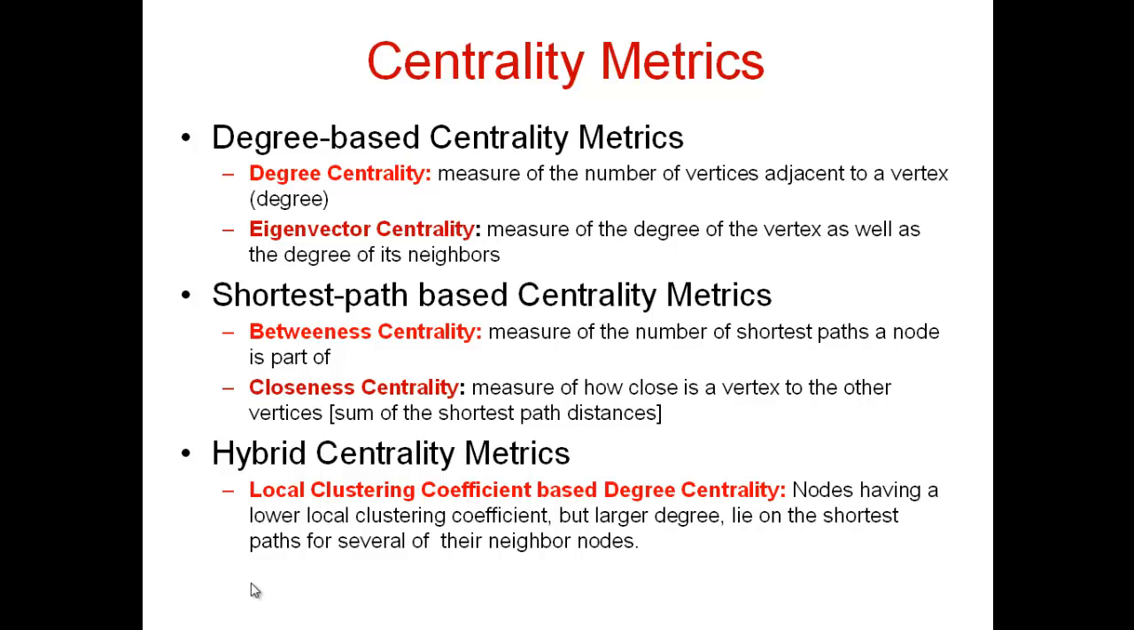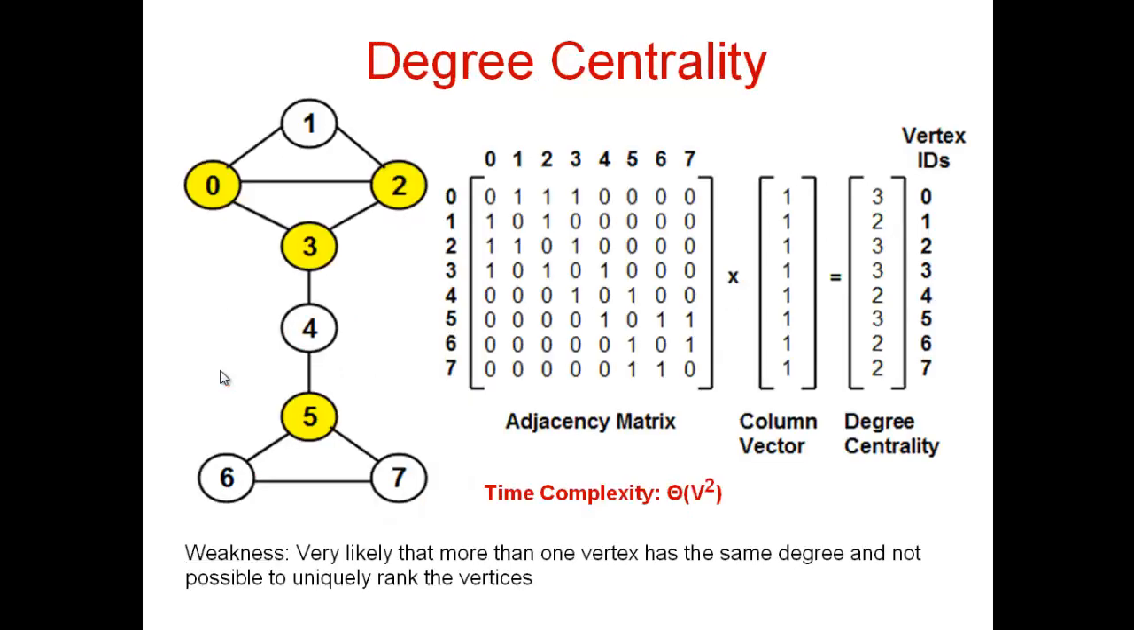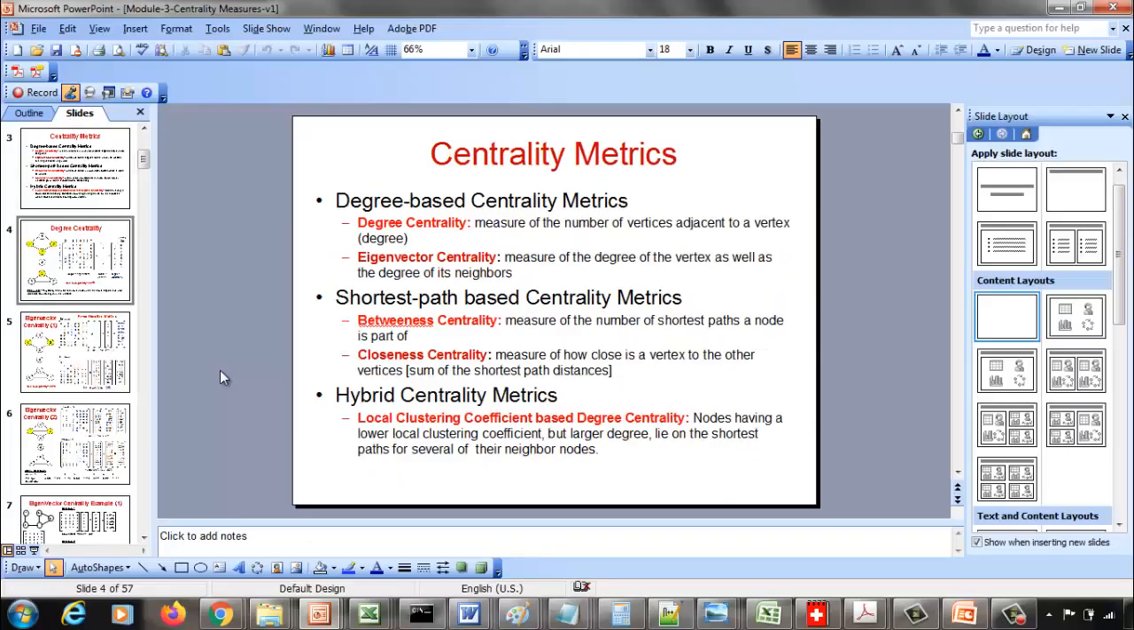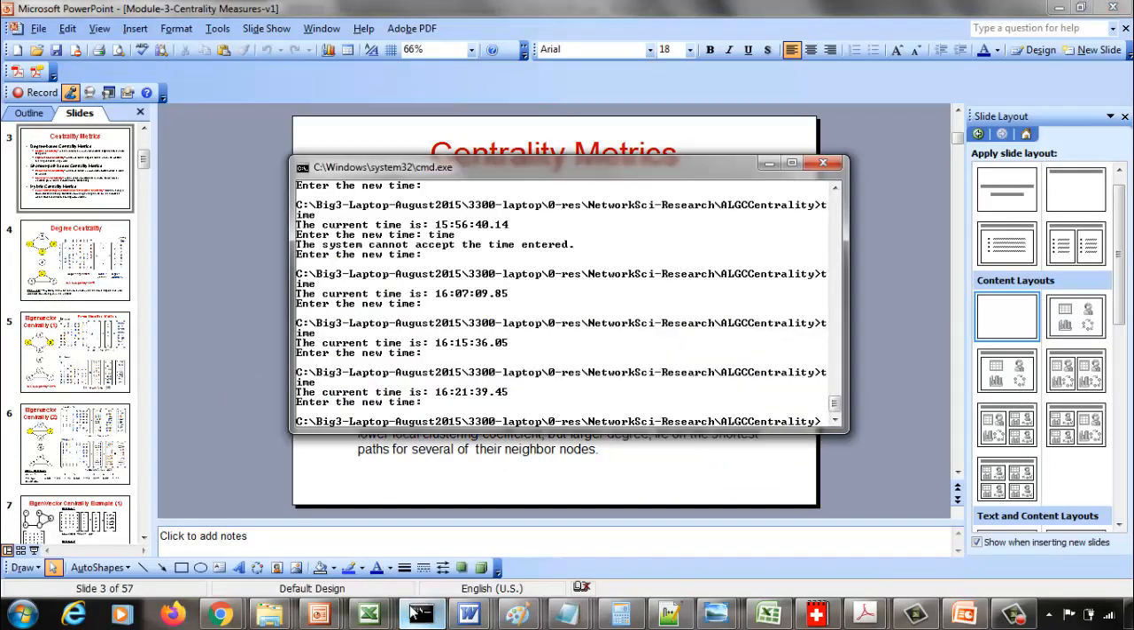And later we'll see that this local clustering coefficient based degree centrality is kind of equivalent to betweenness centrality, and also this hybrid centrality metric is computationally more efficient than betweenness. Betweenness takes a lot of time to compute, and we'll see the reason for that as we go through the algorithm for betweenness centrality. So that was an introduction to cover all the centrality metrics, and now we'll look at the details.